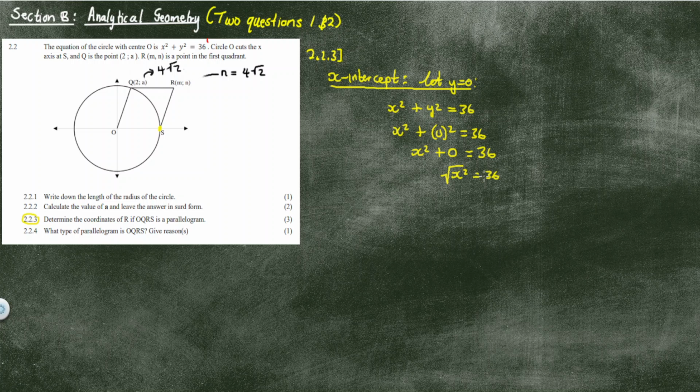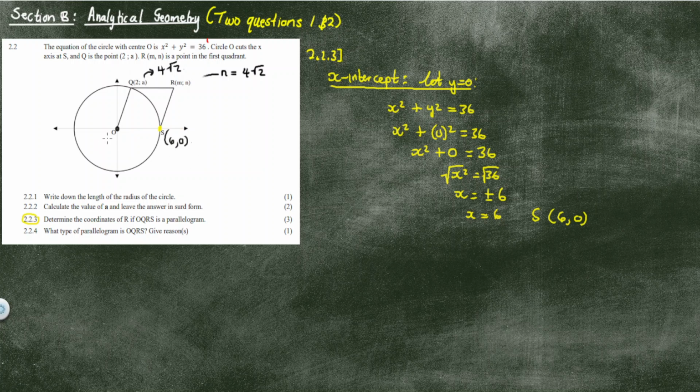So taking the square root on both sides, x is now equal to plus minus 6. But our x will be 6, positive, because the point S is sitting on the positive x-axis. So x is equal to 6 for S. So the coordinates for S are 6 and 0.